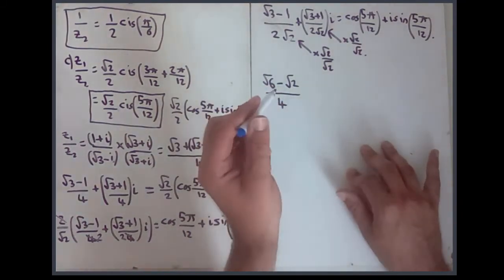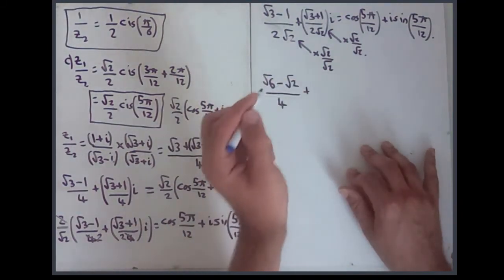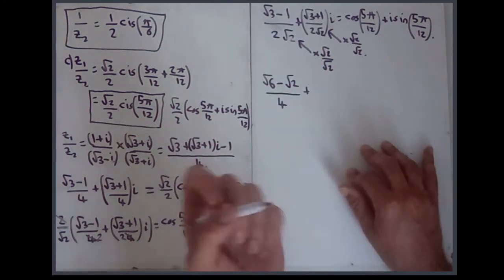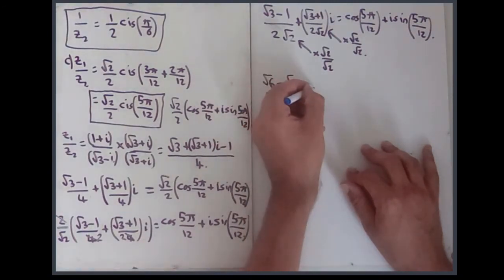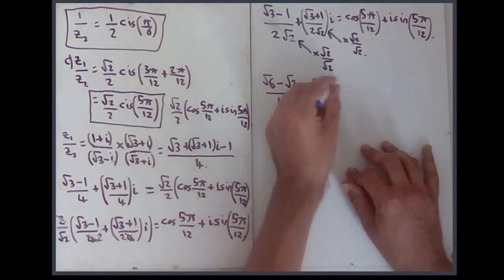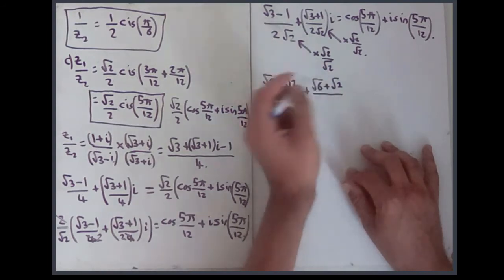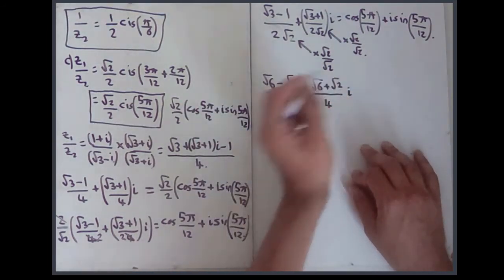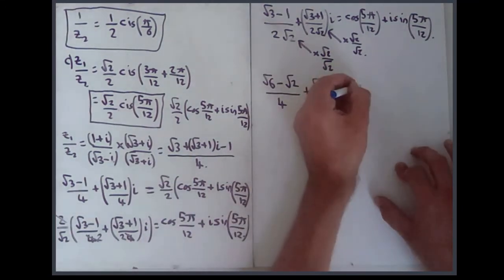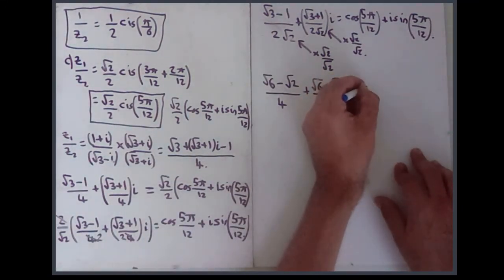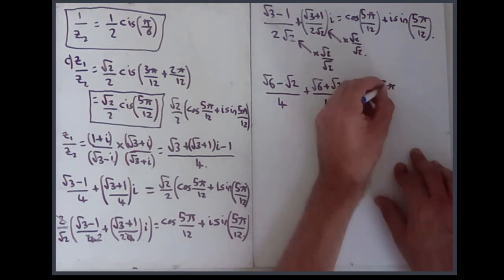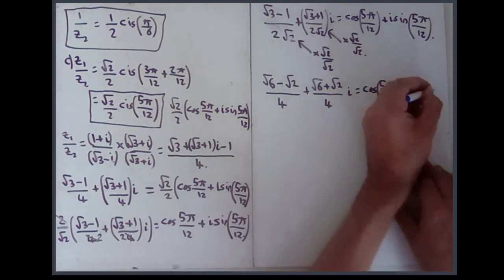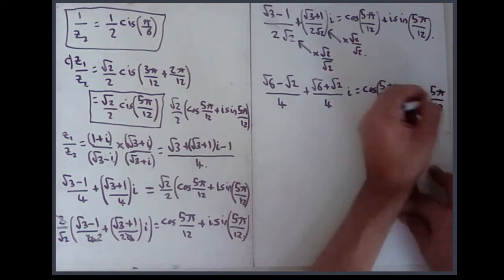So root 6 minus root 2 over 4, plus, and we're on to the second term. Then you've got root 3 plus 1 times root 2, so that's just going to be root 6 plus root 2 over, and you've got exactly the same on the bottom, 2 root 2 times root 2 is just another 4, and that's i, and that equals cos 5 pi by 12 plus i sine 5 pi by 12.